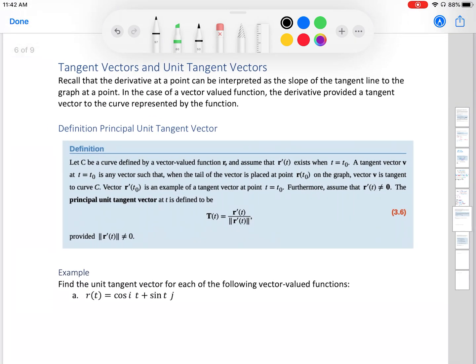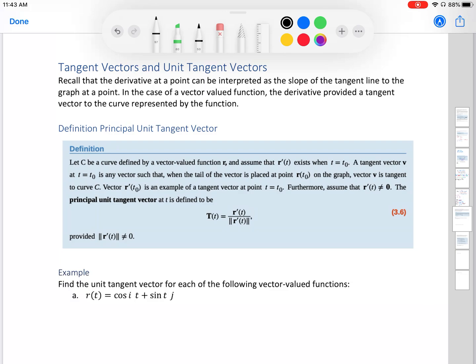Tangent vectors and unit tangent vectors. Recall that the derivative at a point can be interpreted as the slope of a tangent line to the graph at a point. In the case of a vector valued function, the derivative provides a tangent vector to the curve represented by the function. Let C be a curve defined by a vector valued function r, and assume that r prime exists when t equals t naught.